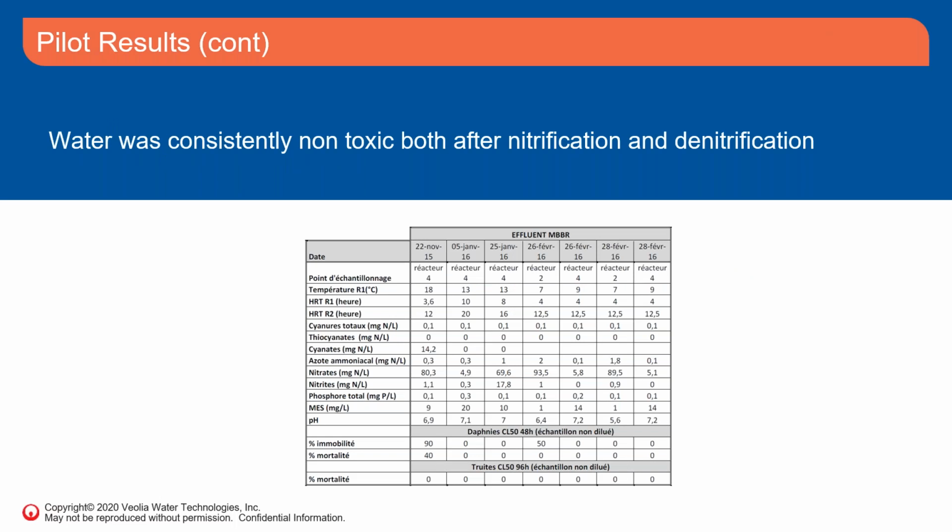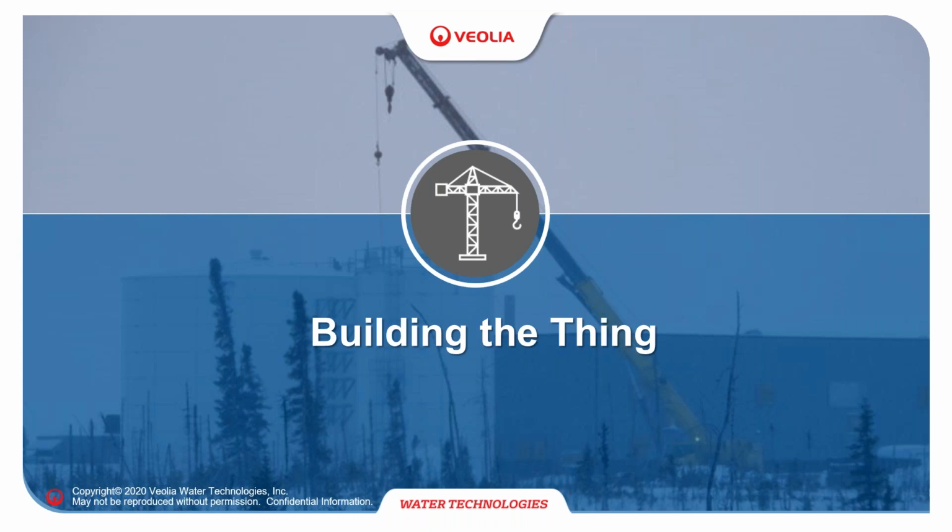So, a quick overview of the pilot results for 6 months of operation. Cyanide species and ammonia were very low at the effluent, and most importantly, right here, there was no mortality for both fishes and daphnia during the whole test period. So now, once we proved that we managed to control the toxicity and remove the toxicity from the mine effluent, in collaboration with the clients, we went to the building of the full-scale application.